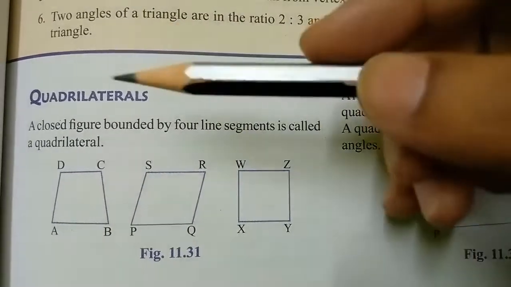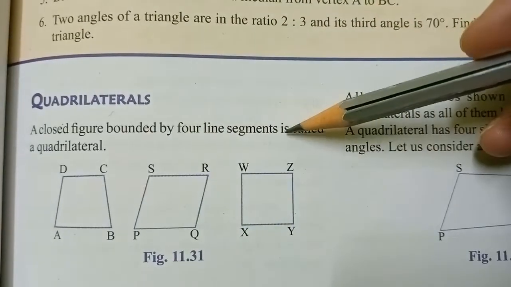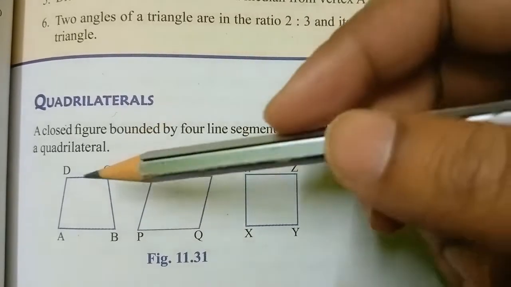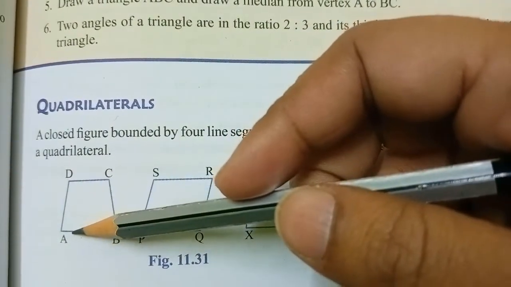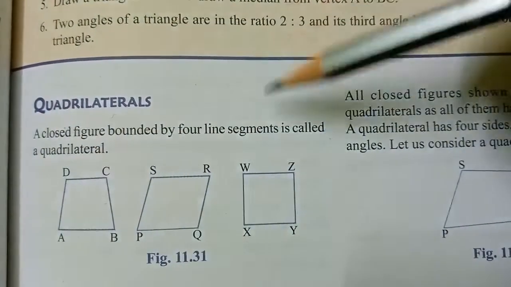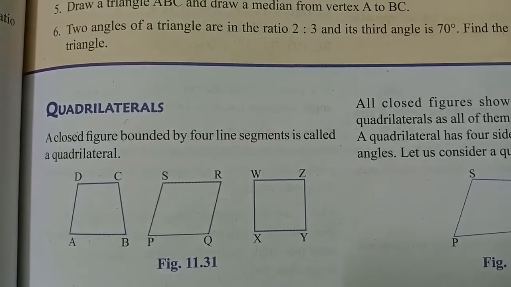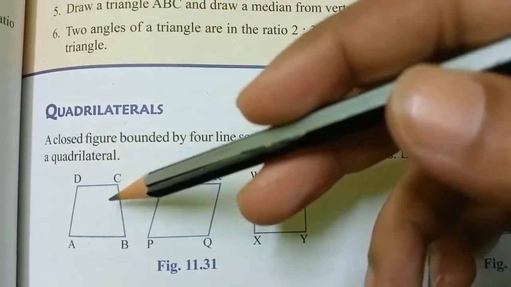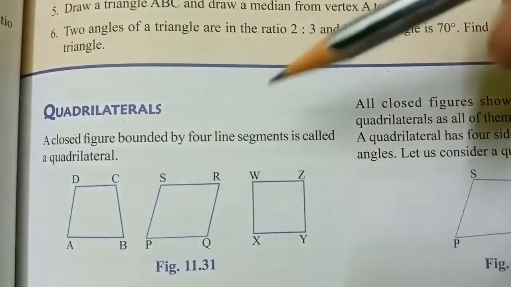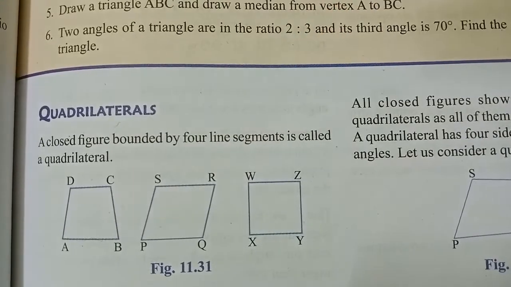So what is the meaning of quadrilateral? See, a closed figure bounded by four line segments. Okay, so you can see it is a closed figure. So it is a closed figure bounded by four line segments, 1 2 3 4, is called a quadrilateral. Understood? So quadrilateral means it is a closed figure bounded by four lines. That means it has four sides. Any closed figure which has four sides, it is known as quadrilateral.